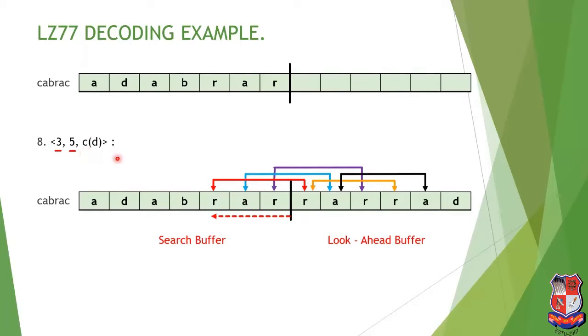Then our code word is C of D. So write down that D here. After moving those symbols R, A, R, R, A, D into the search buffer, we get the sequence like this: C, A, B, R, A, C, A, D, A, B, R, A, R, R, A, R, R, A, D.